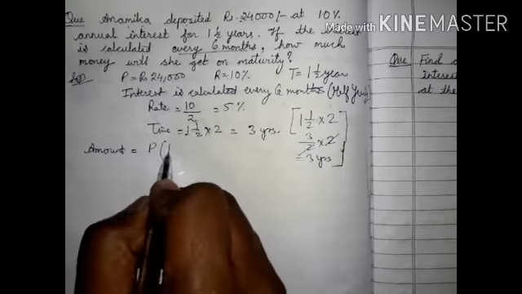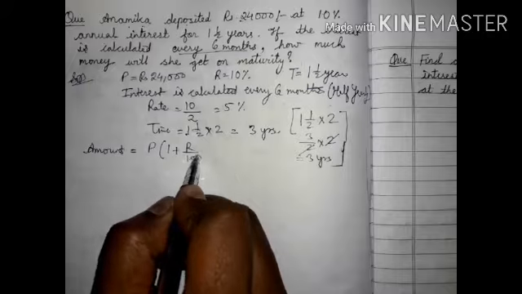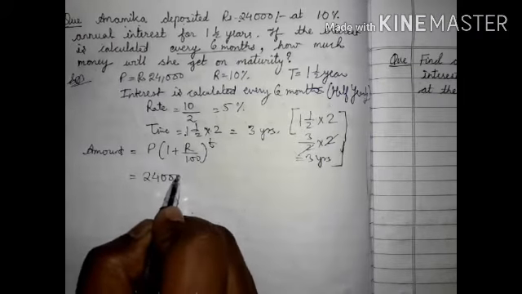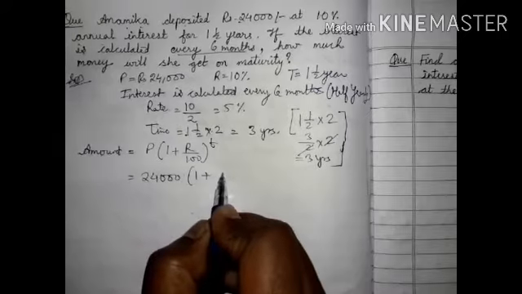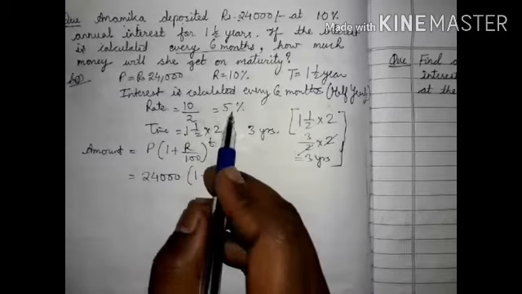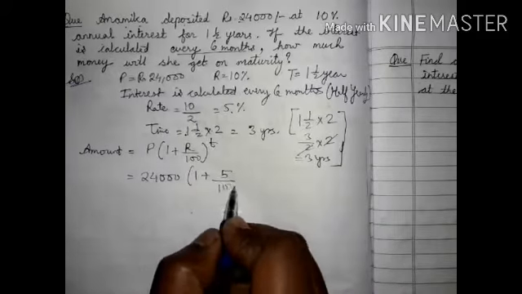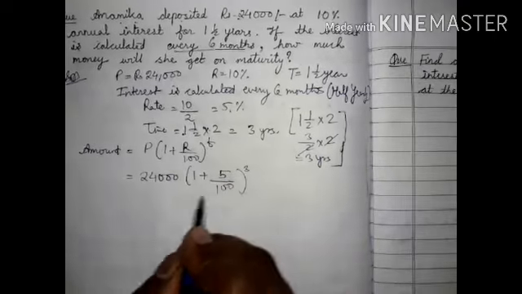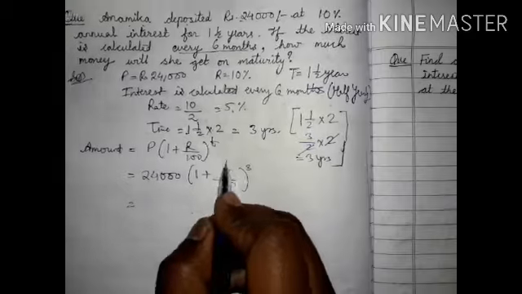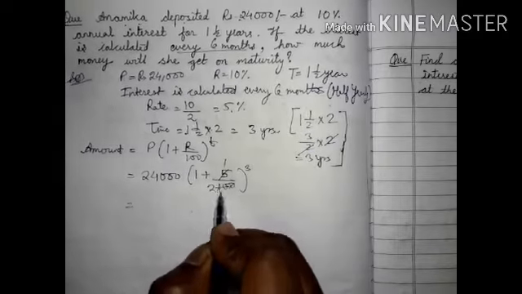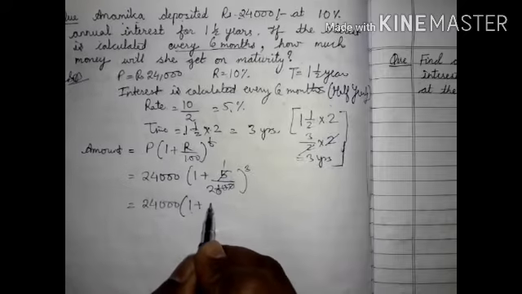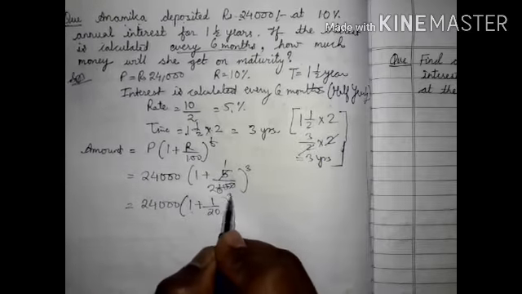So principal into 1 plus r upon 100 power t. Principal is 24,000. 1 plus r, rate we have to take 5%, upon 100 power t, meaning time. Time we have to take 3 years. 5 ones are 5, 5 twos are 10, 5 zeros are 0. So 24,000 into 1 plus 1 upon 20, power 3.